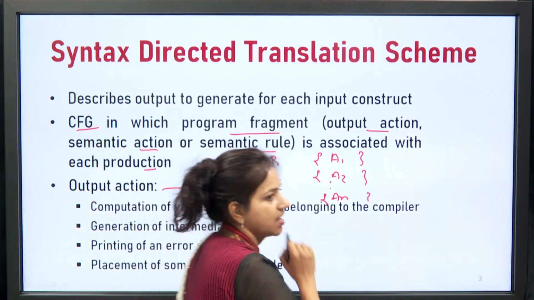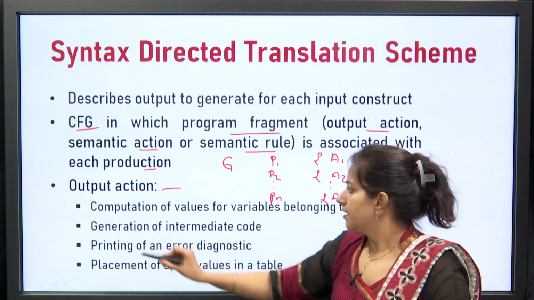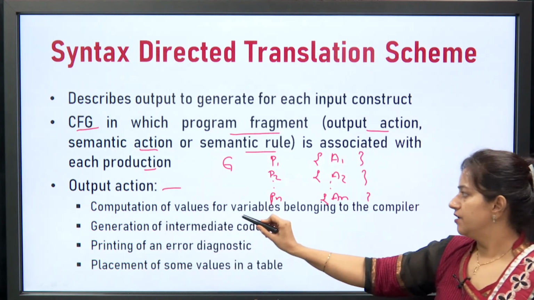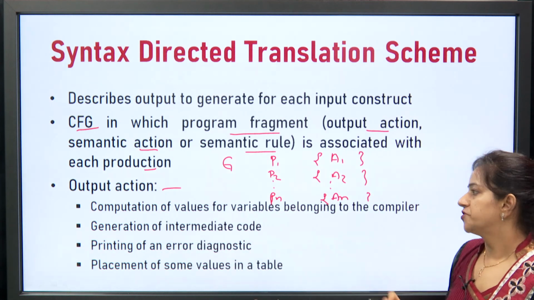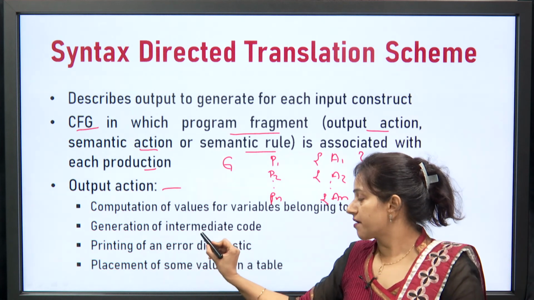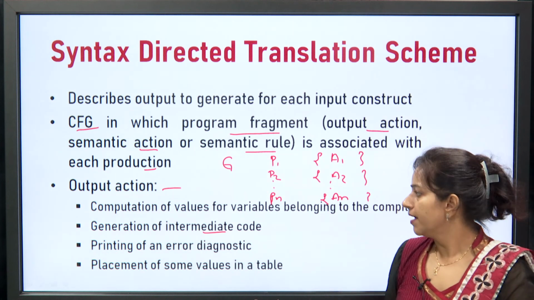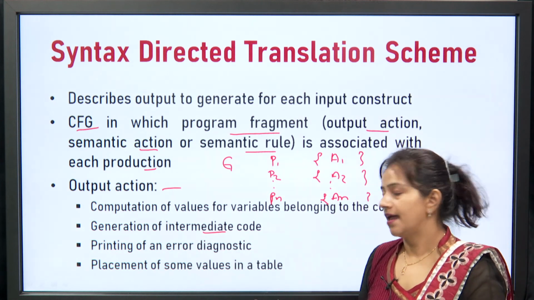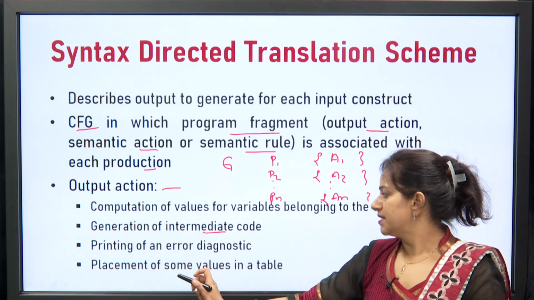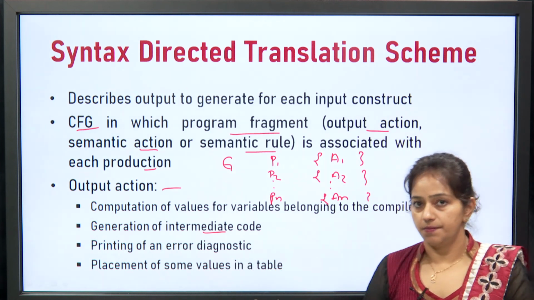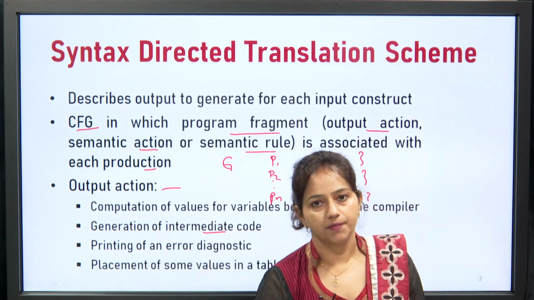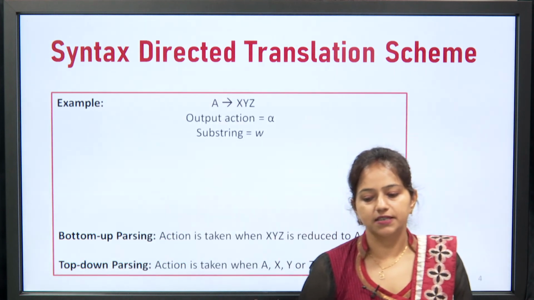Now the output actions that we are talking about can do the computation of values for variables belonging to the compiler. They can generate the intermediate code, this is the most important objective here. Then there is the printing of an error diagnostic or the placement of some values in the table, that is, the symbol table.